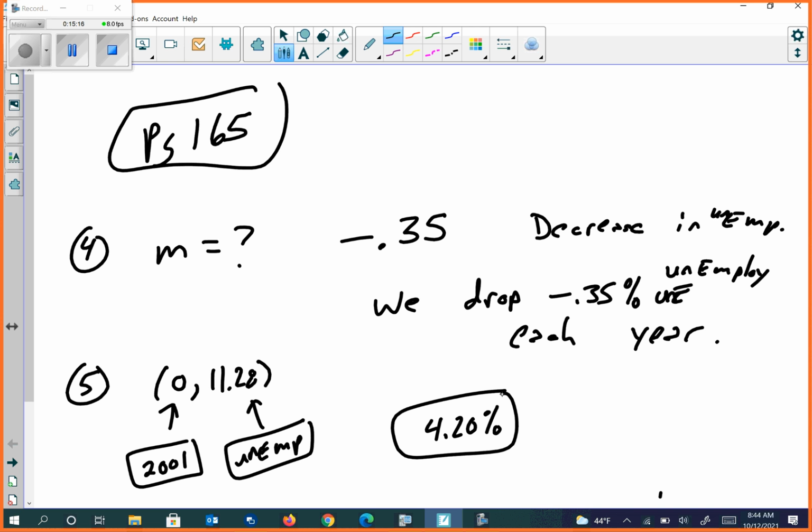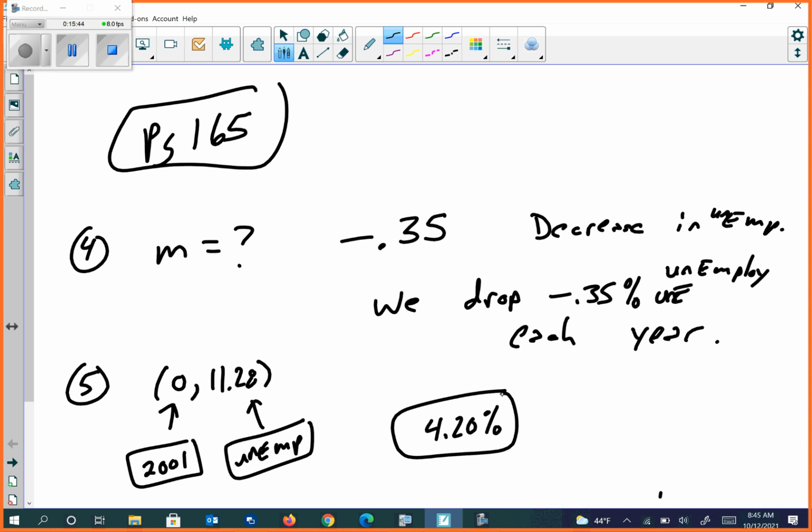So, trusting our phones, getting 4.20%, when we extrapolate 11.28, that's a significant change. So, should we trust our model or not? Well, being we were able to disprove it just by looking it up, that's one reason why you don't want to always trust extrapolation.